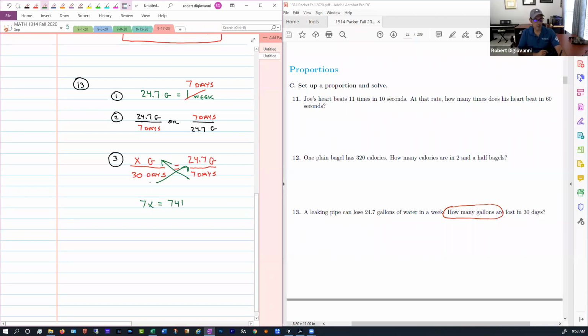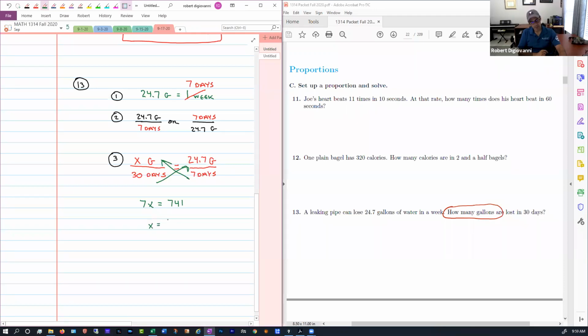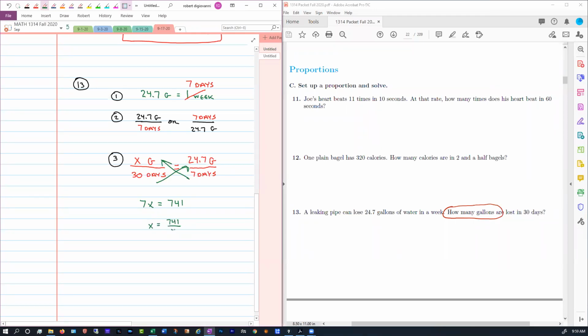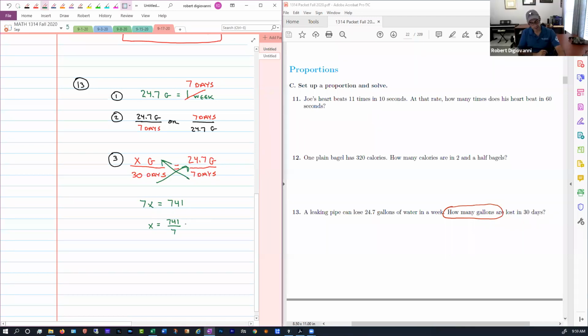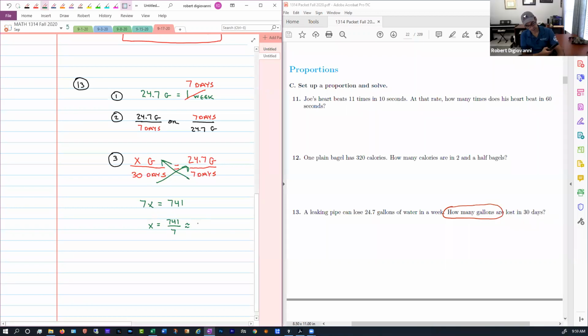Okay, so you did 30 times that, and then you did 741, and then you divided by 7 after that? Yeah, sorry. Okay, so you're not using the units, which is fine. You divide both sides by 7. And you probably got a decimal on your calculator? Yeah, so after I divided that, I got x is equal to 105.9 gallons. 105.9, yeah, you rounded, so that's fine.